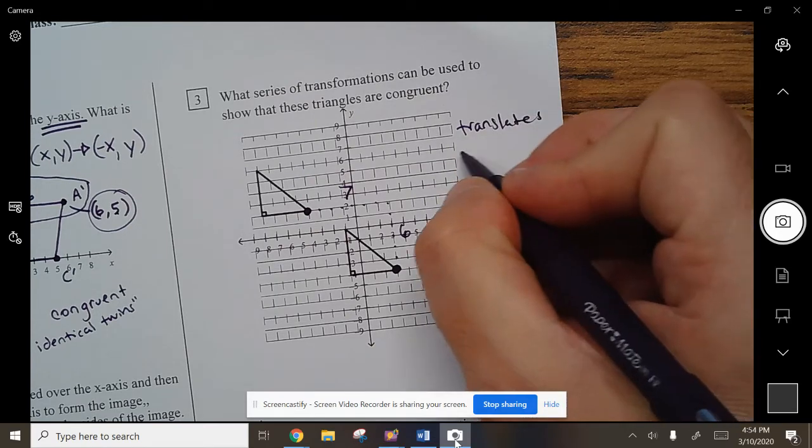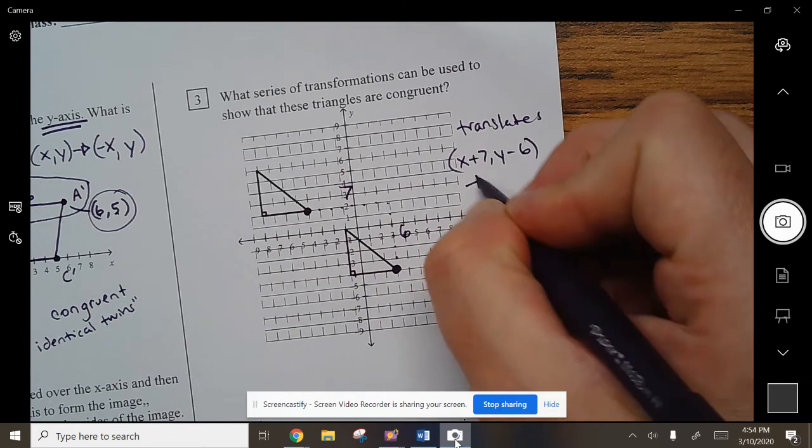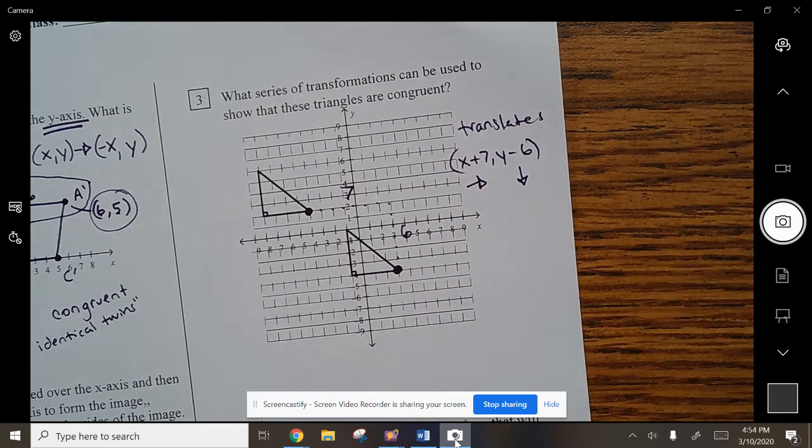Translates x plus 7, y minus 6, or to the right 7 and down 6. That would be perfectly acceptable, okay? Very nice. All right, number 4.